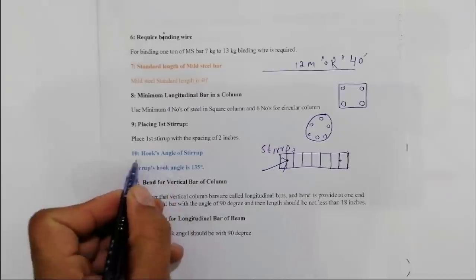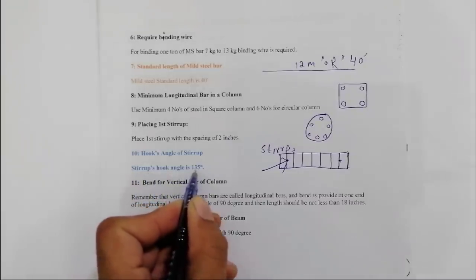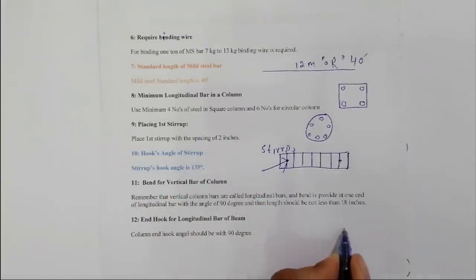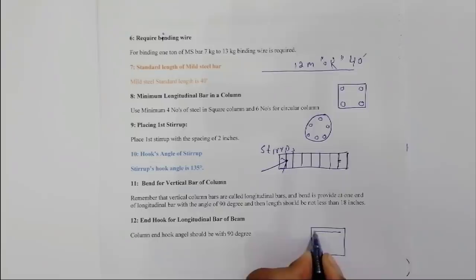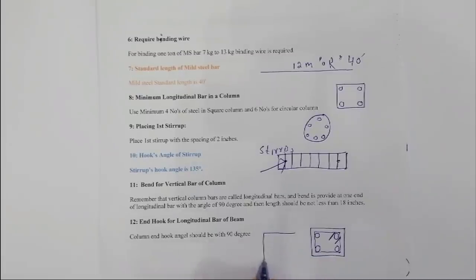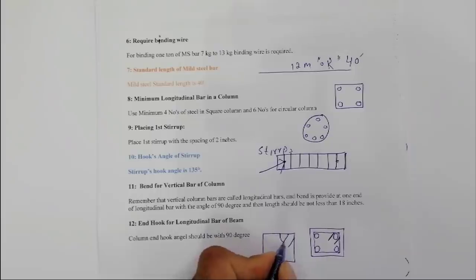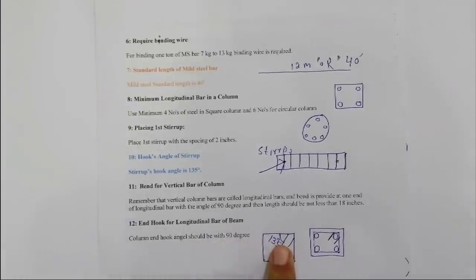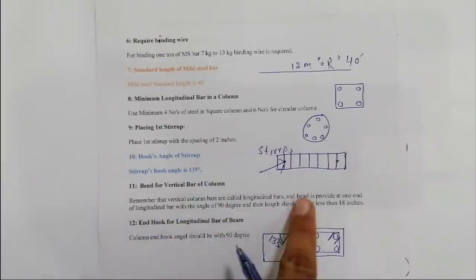Now the 10th one, hook angle of stirrup. The 10th technical term is, stirrup's hook angle is 135 degree. How? You can see here, this is beam section, and this is stirrup. This is one steel bar, second, third and fourth. So this is hook, you can see this is a diagram for hook. So the hook should be bent with 135 degree, right? Stirrup's hook angle is 135 degree, not more than or less than 135 degree.